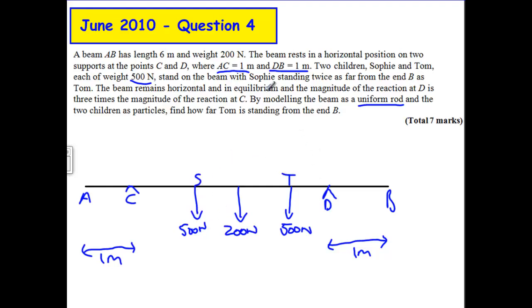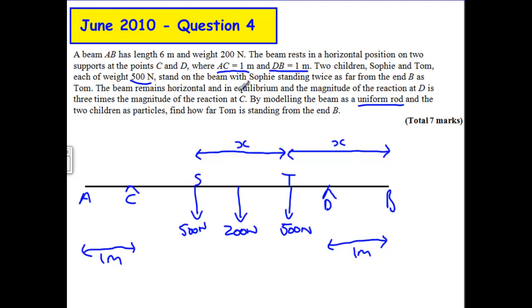Now we need some way of measuring these distances, so I'm just going to say the distance from Tom to B is equal to x, and the distance from Sophie to B will be twice this, so 2x. So I'm just going to put another arrow from Sophie to Tom. This distance here is also x, which means the total distance from Sophie to B is 2x.